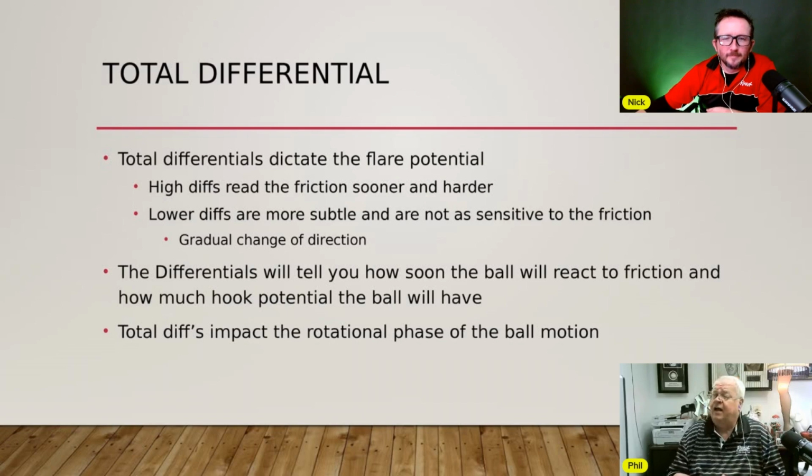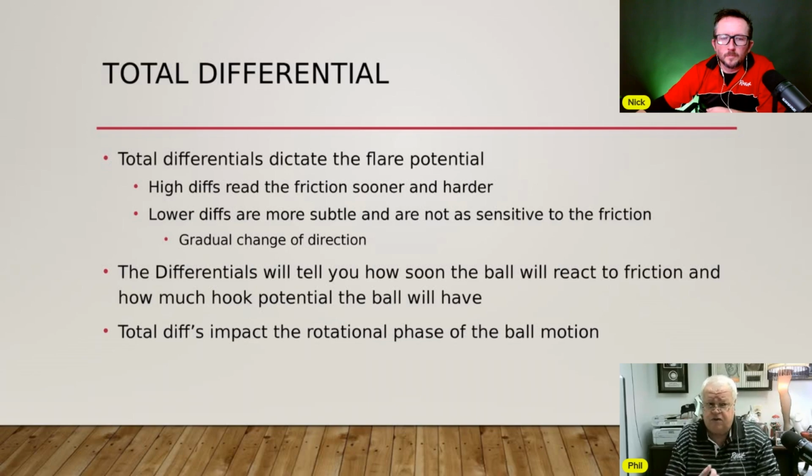The sneak attack is about the same, but before that, the rack attack was in the teens, and the counter attack was in the 20s. Yeah, I think they're 021-ish, and then something like 024, somewhere in there. Correct. So those are the things you have to look at. It just tells you how much it's going to react to friction and how much hook potential. So based on the style of bowler, you take a good look at your differentials.